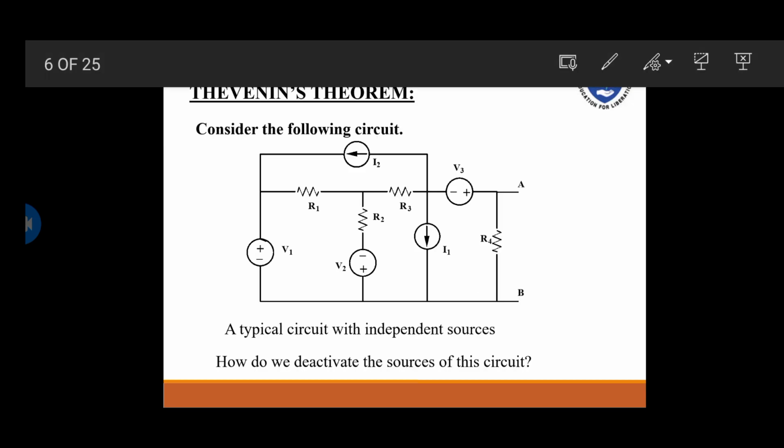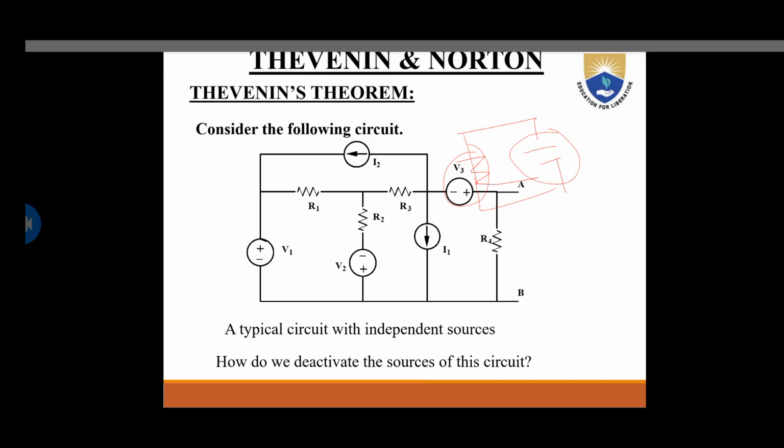Now this is the example. The basic idea is to make sure the whole network consists of only one voltage source and one resistor. By making various reductions, make the circuit with only one voltage source and one resistor. Then it will be easy to find the Thevenin's voltage across various parts.